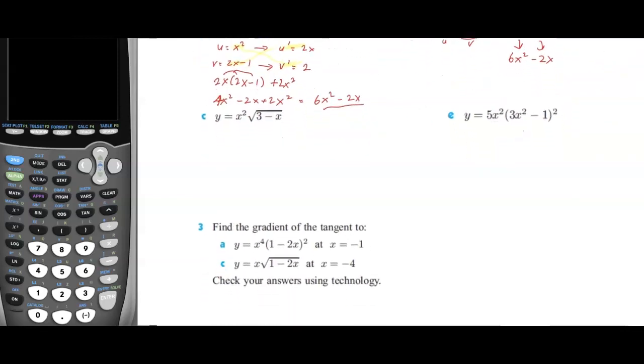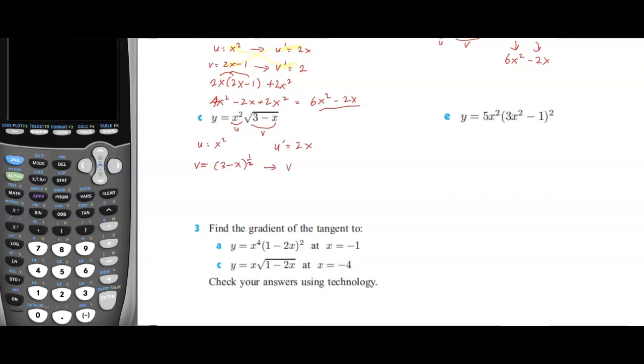2c. Let's find the derivative of this. So if this is u and this is v, let's rewrite v as 3 minus x to the 1/2 power. A little bit easier to take the derivative of. Derivative of u is 2x. The derivative of v is 1/2 3 minus x to the negative 1/2 times negative 1, because of the chain rule. Just to simplify this one, I'm going to write negative 1/2 3 minus x to the negative 1/2.